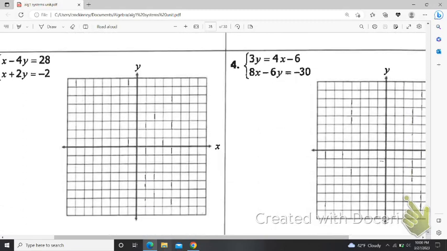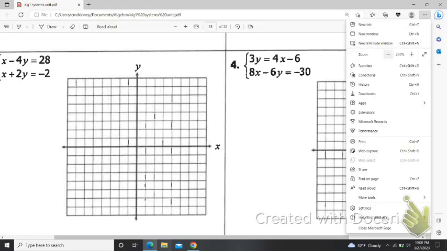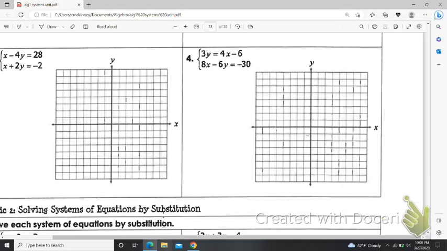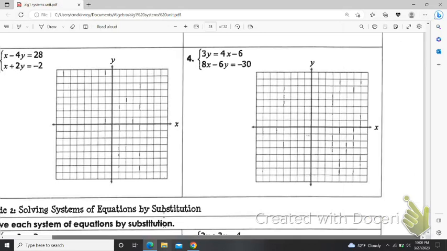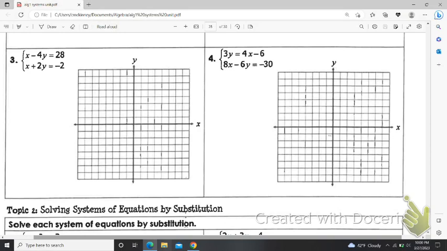So I'm just going to pause the video. I will make these two graphs, and I would suggest you pause it, try them, and then come back to see what my graphs look like. So I'm not going to talk you through these. I'll show you my work, but I'm not going to talk through them.